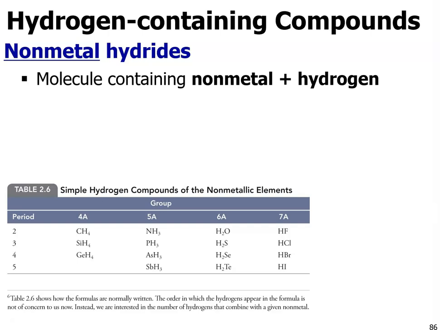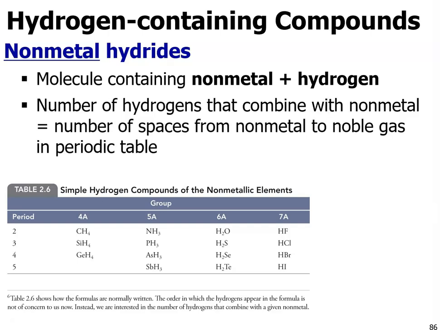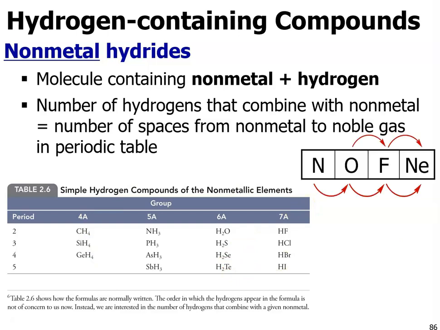So for molecules containing nonmetals and hydrogen, we just take the number of hydrogens that combine with the nonmetal versus the number of spaces from the noble gases. So for 7A, we have 1 space, so there's 1 hydrogen. There's 2 for oxygen, sulfur, selenium, tellurium. For an extra space, we add another hydrogen, and for another, we add another hydrogen. So that's kind of how we do that. And you can see the number of hydrogens relates to how many spaces away it is from the noble gas.